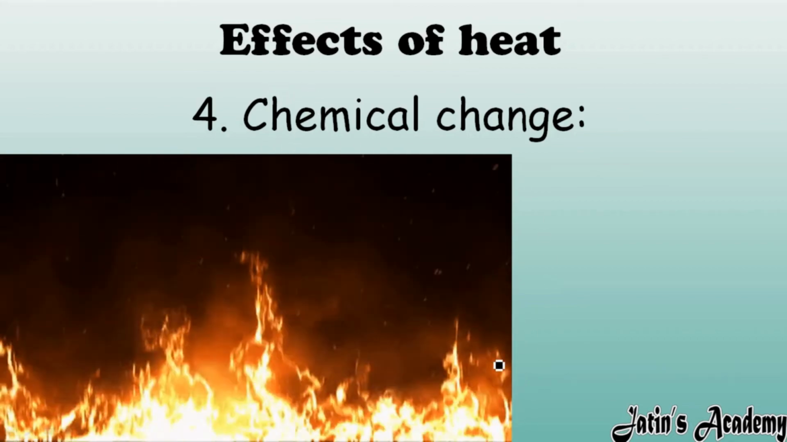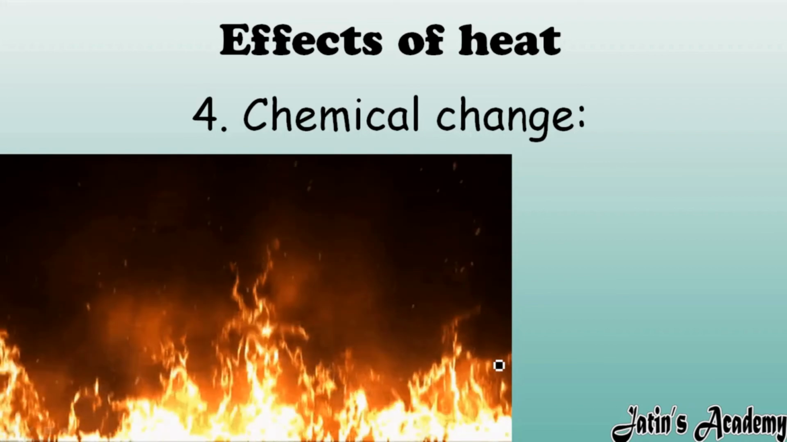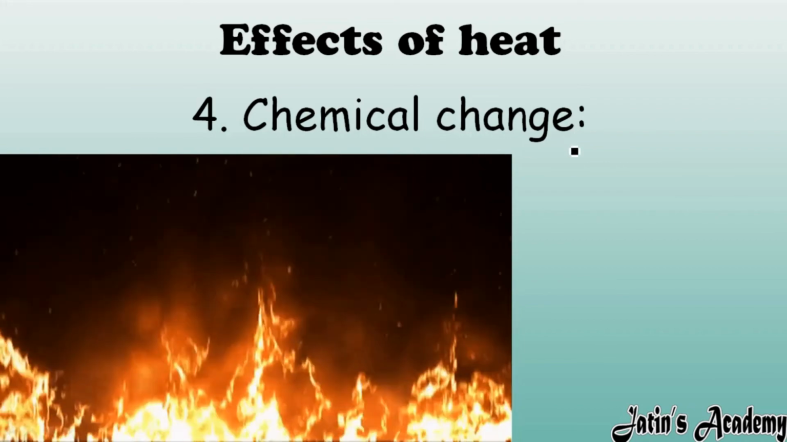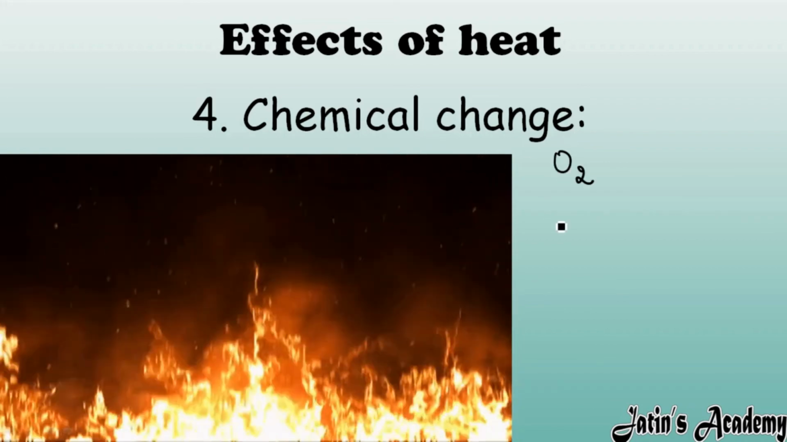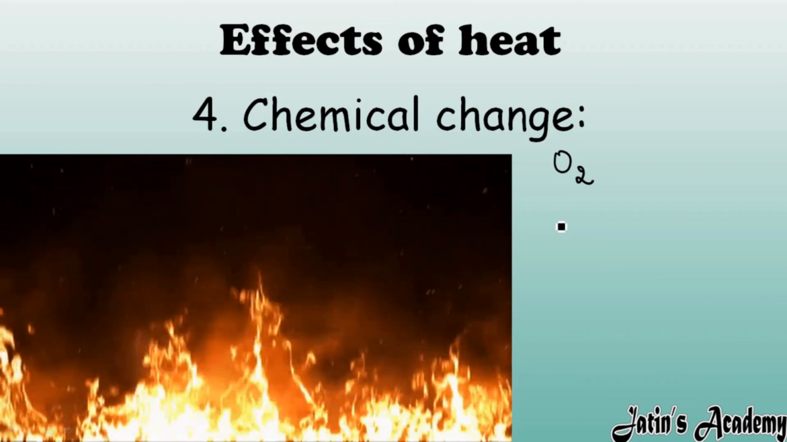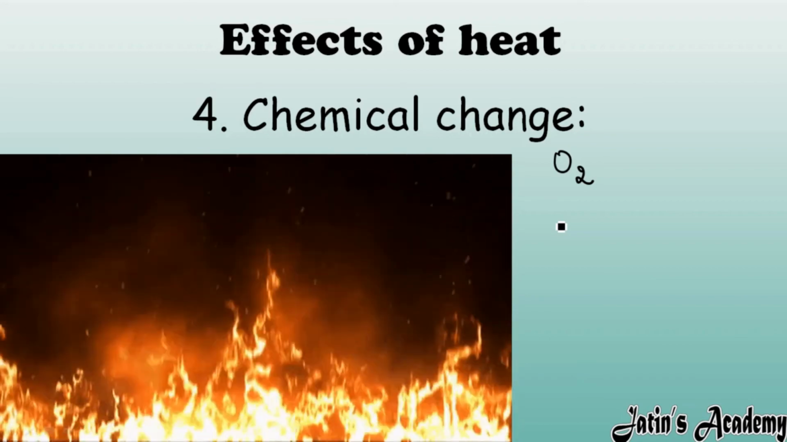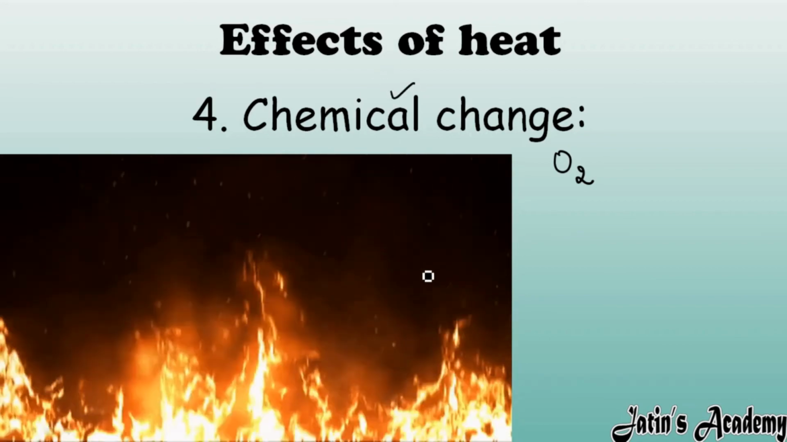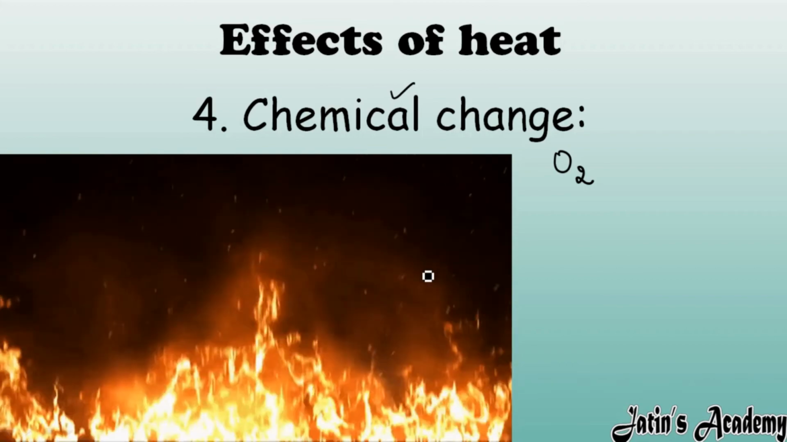Next effect of heat we are having is chemical change. Chemical change means what? Whenever we are giving heat to any object in the presence of oxygen, burning is there. Whenever we are burning any substance, burning will always cause a chemical change. Chemical change means the chemical properties of that material are going to change.